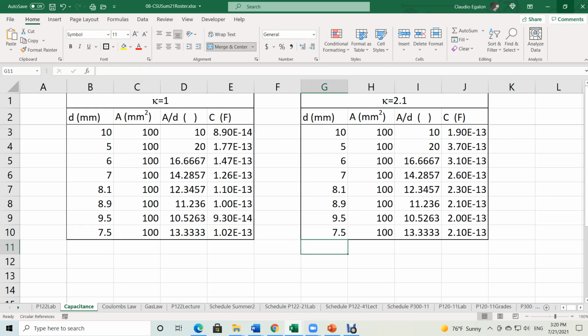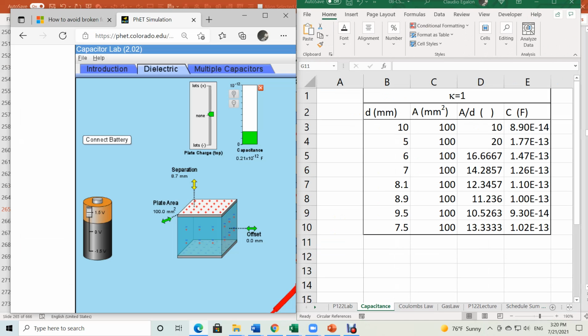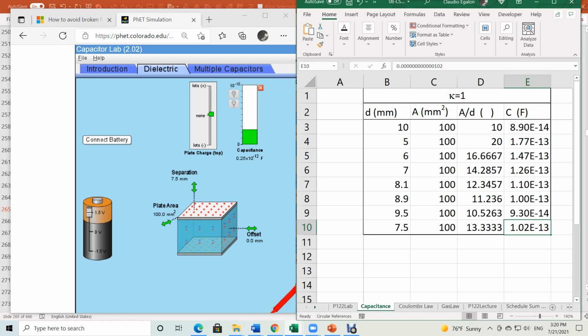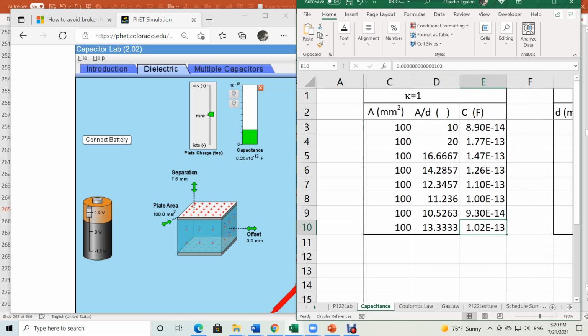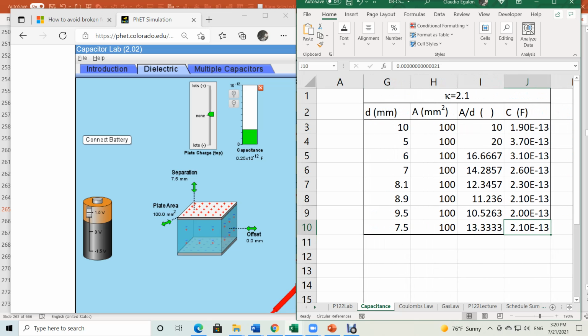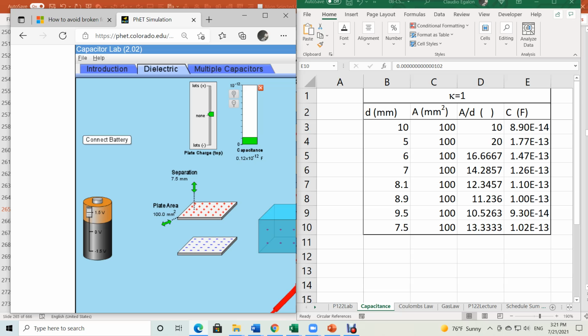7.5. We have to redo it. Here you go. 0.25 times 10 to minus 12. Let's see. Yeah, just slightly different from this one. And then we gotta do the other one without the dielectric material, right? Okay, here you go. No dielectric material.